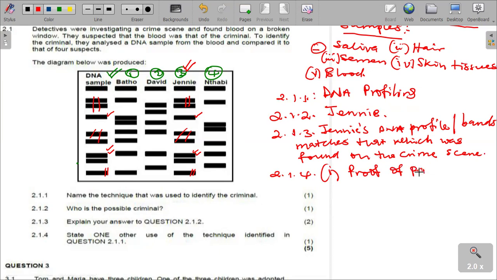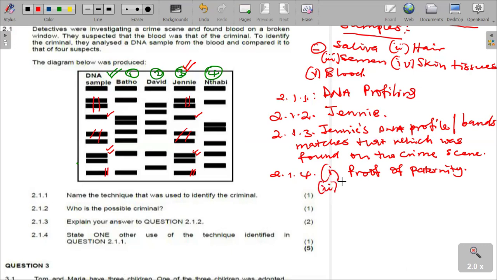Paternity, we are talking about the possible father of a child. Men father children, and then at certain times they refuse responsibility or they refuse the fathering of those children. So we can use DNA profiling for solving paternity disputes, proof of paternity. What else can DNA profiling be used for?